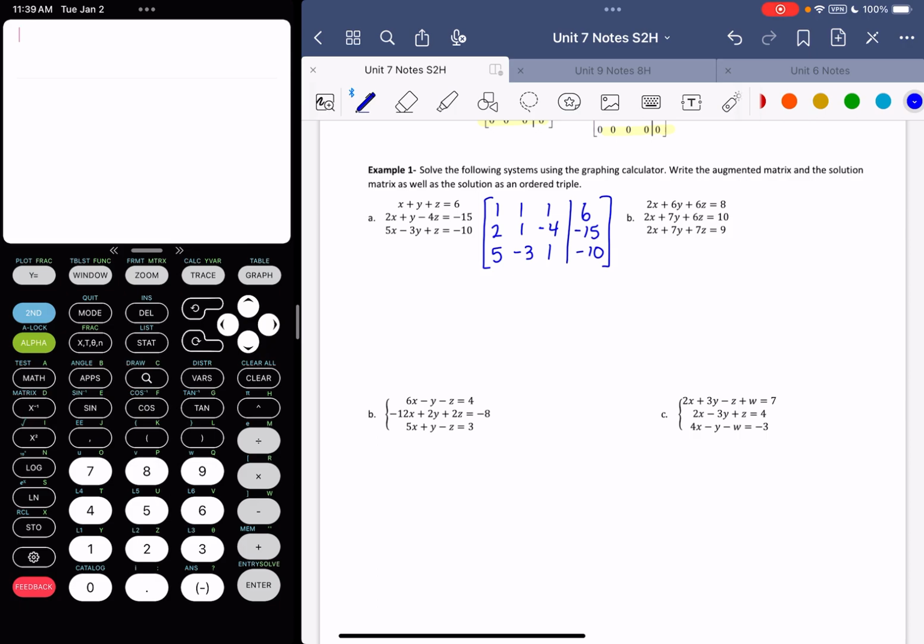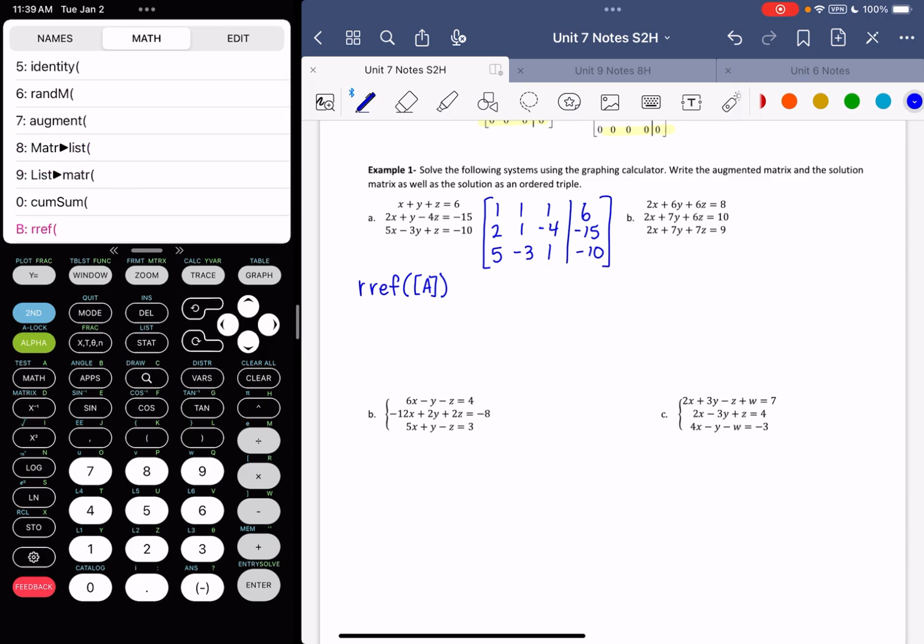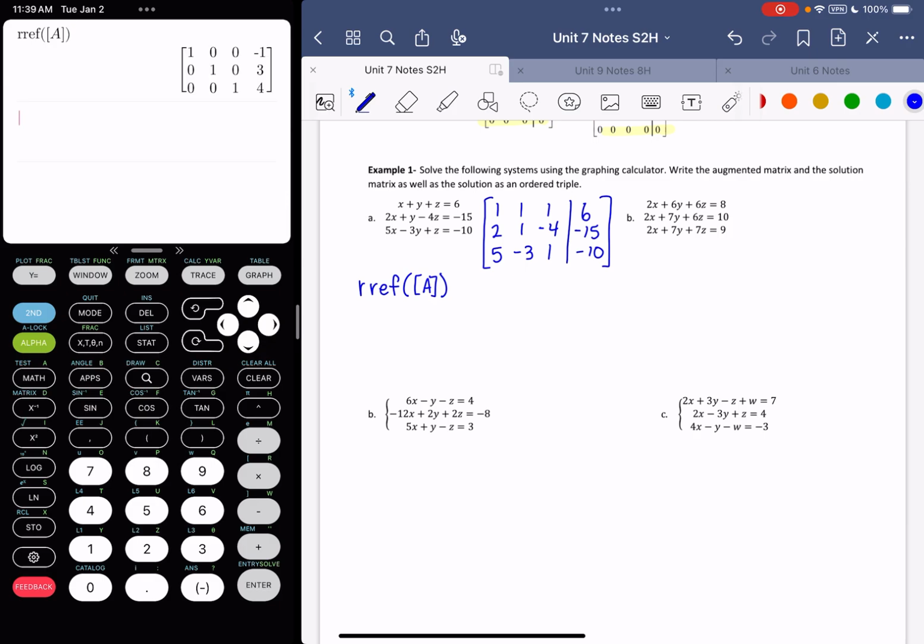Now, we want this in reduced row echelon form. So we're looking for RREF parenthesis, and then we're going to put in matrix A because that's what we just named. Okay, so to do that, we go back to our matrix menu. And this time we want to do some math with it, and we're going to arrow down until we see RREF. We hit enter, and now we have to tell it which matrix we want it to do reduced row echelon form with. So we go back to our matrix, we grab it, just hit enter, close the parenthesis, hit enter. And there is our solution matrix.